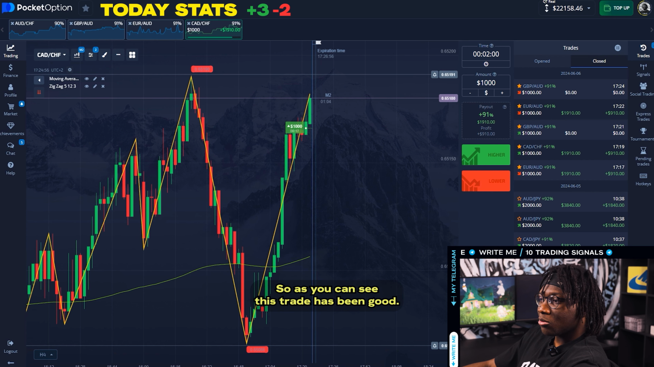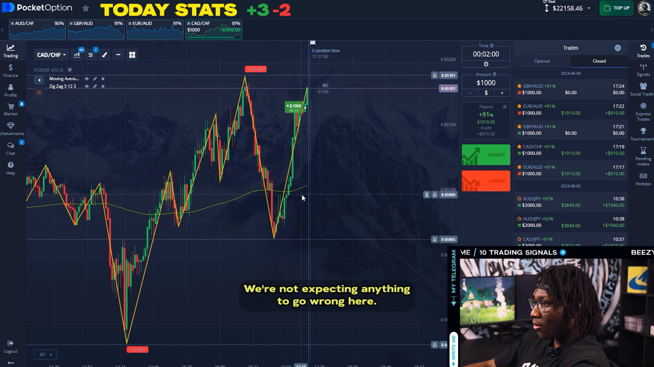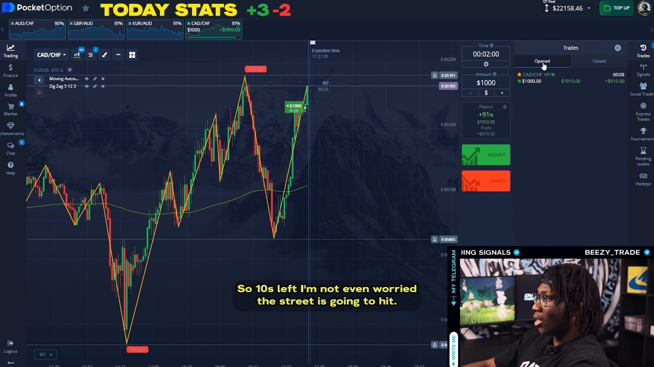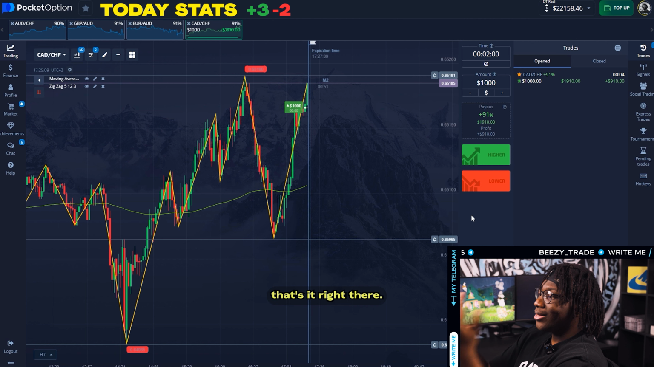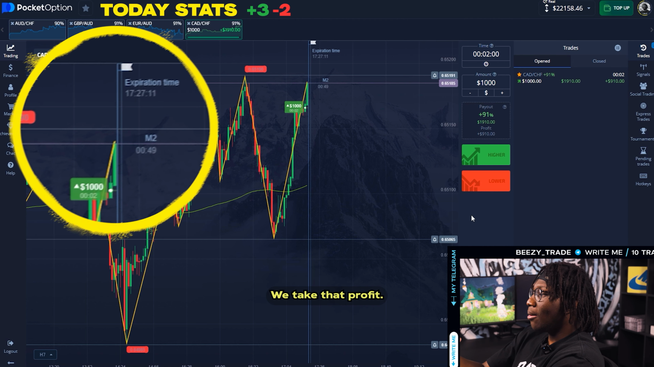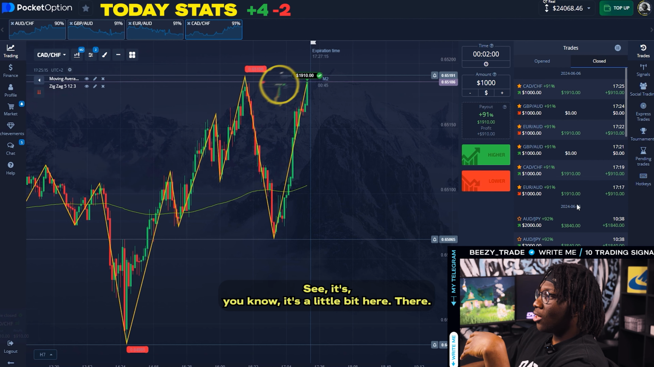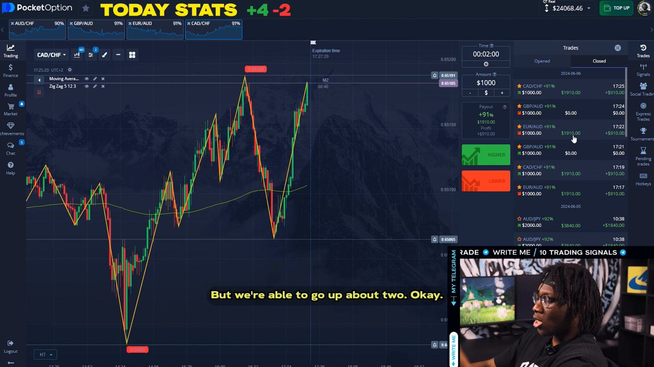So as you can see, this trade has been good. Very bullish candle. We're not expecting anything to go wrong here. So with 10 seconds left, I'm not even worried that this trade is going to hit. I'm pretty sure it is. And as you can see, that's it right there. We take that profit, and you can see it's a little bit here and there. We started with about 22K on that account, but we're able to go up about 2K.